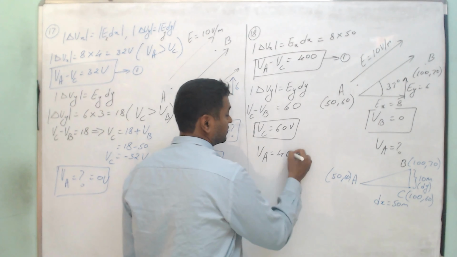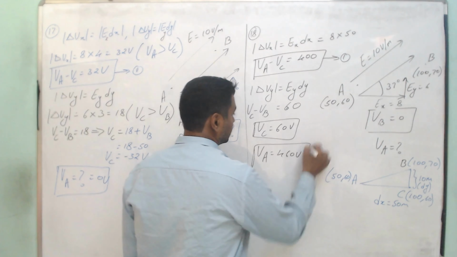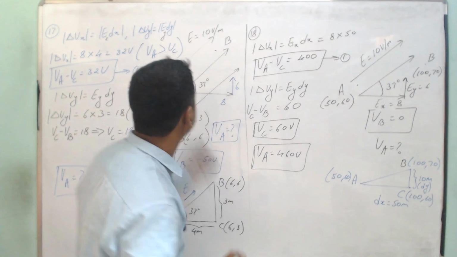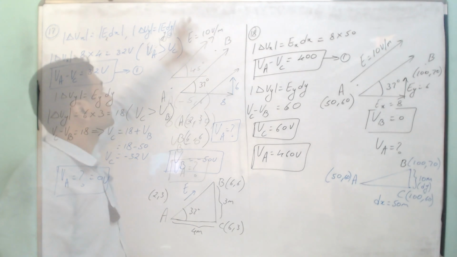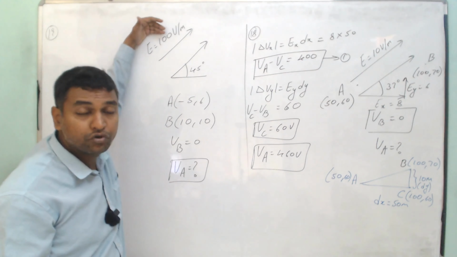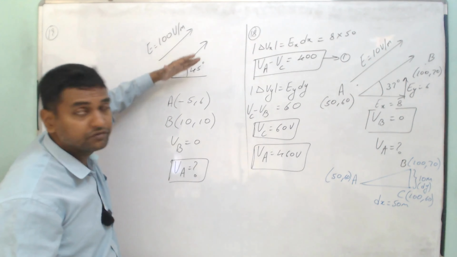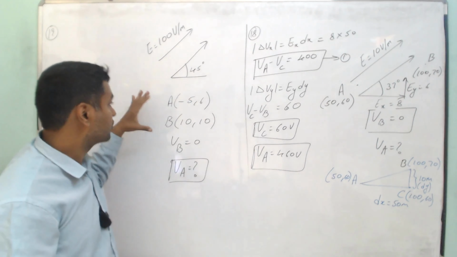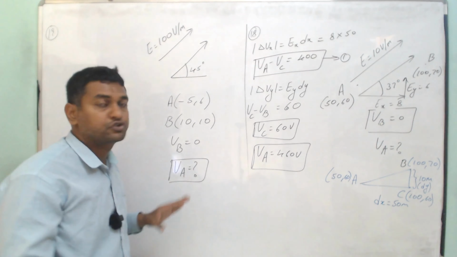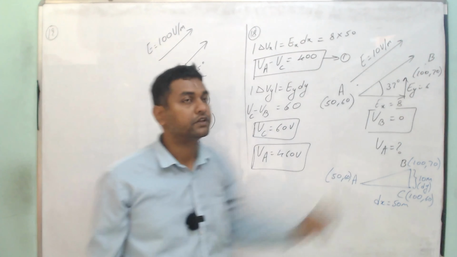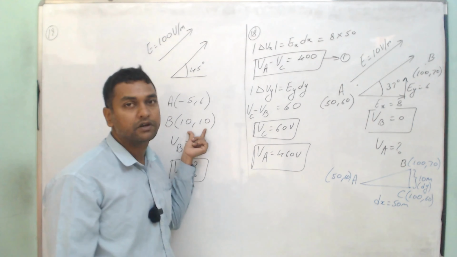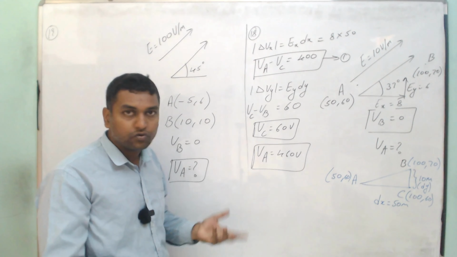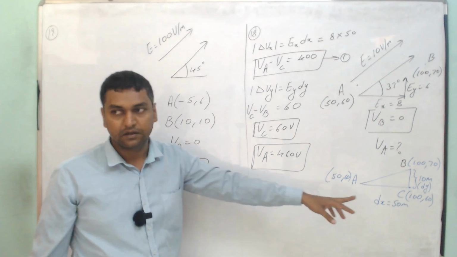Clear? Take this down. I will give you another one. Till that time, you take this down. Electric field is 100 volt per meter at an angle 45 degrees with the x-axis. I have not shown the coordinates like I was showing over there. I just gave the coordinates as minus 5, 6 and 10, 10. It is up to you how you make your triangle.